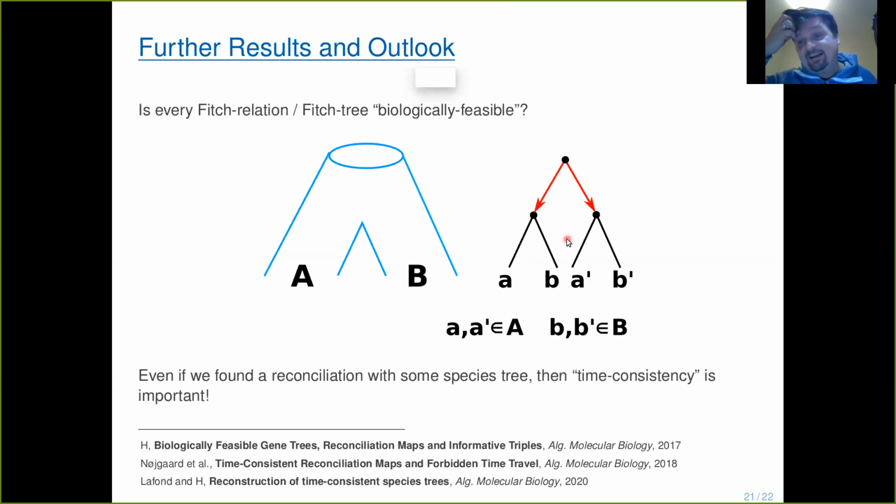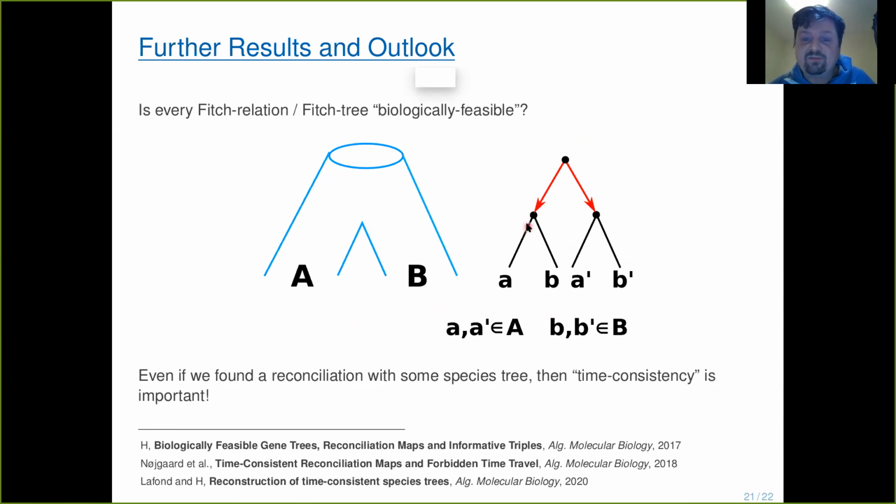A further result I need to mention: we have just looked at pure 0, 1 edge label trees, transfer and non-transfer edges. What we have not taken into account so far is whether all these trees with 0, 1 edge labels are also biologically feasible. So assume that we have this Fitch tree here, and A prime are from some species A, and B prime are from some species B. Now the species tree would look like that.